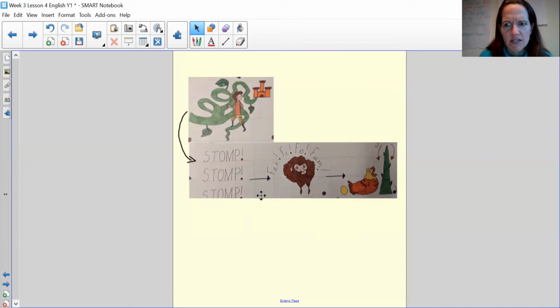Now, this is my favorite part of the story map. So here we have the giant, and he's very angry, and he goes, fee, fi, fo, fum. I smell the blood of an Englishman.